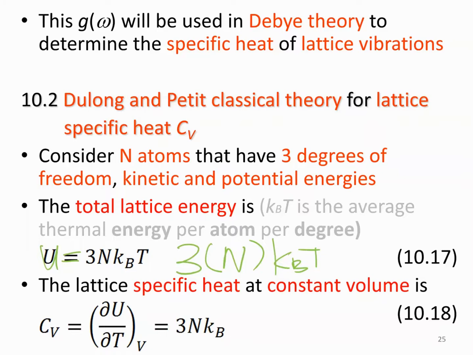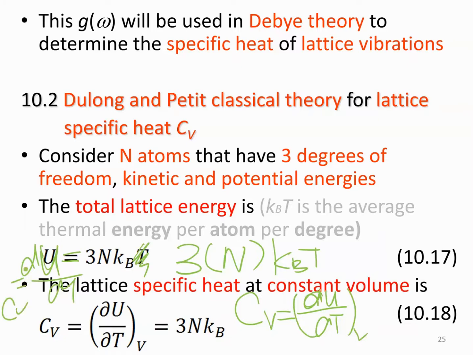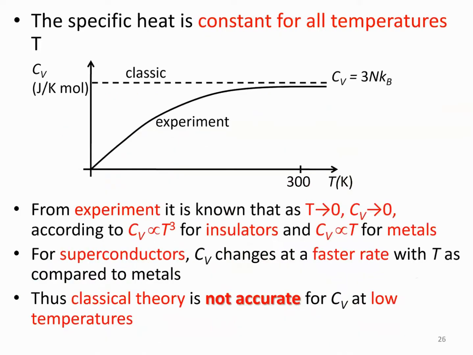So in the beginning of this chapter, I introduced you to how to get the CV, right? So the specific heat capacity equals dU over dT at constant volume. So we simply differentiate this U over dT. We simply take out this T, so dU over dT equals the specific heat. Then this specific heat equals 3N kB. This is what we get from the classical theory.